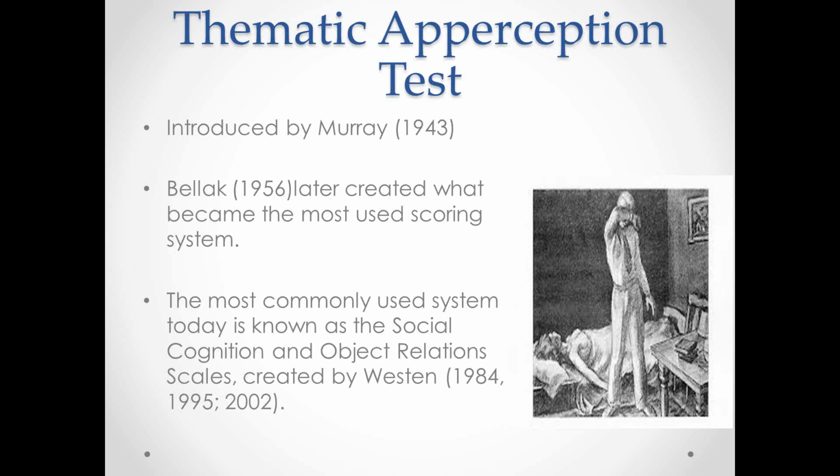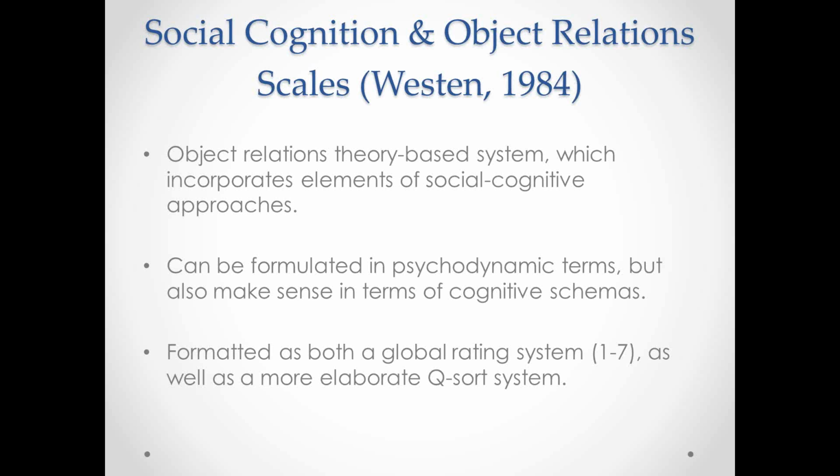Although object relations theory is not the same thing as attachment theory, there's a lot of conceptual overlap, and this is really reflected in the modern approach to understanding the test subjects' responses, because in addition to looking at anxieties and defenses and superego and moral judgments, there's also, as you'll see, an increased emphasis on the nature of our interpersonal relations as they're set up internally. So the most commonly used system today is known as the Social Cognition and Object Relations Scale, created by Westen, and this is the system we'll be working with.